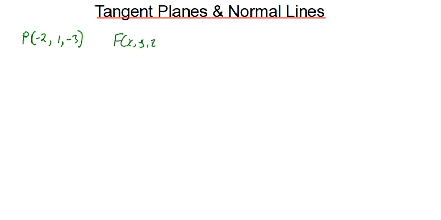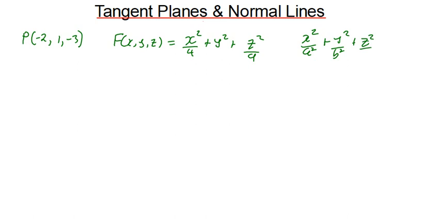that is equal to x squared divided by 4 plus y squared plus z squared divided by 9. So the standard equation of the ellipsoid is given in this form: x squared over a squared plus y squared over b squared plus z squared over c squared is equal to 1. This is the standard equation. That's where this equation is coming from.